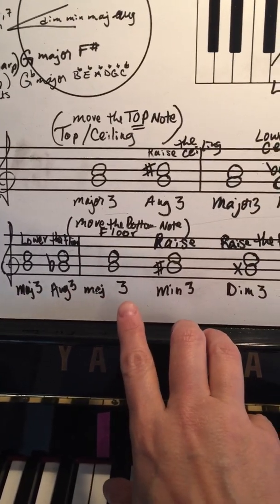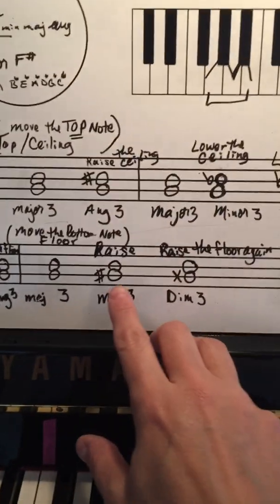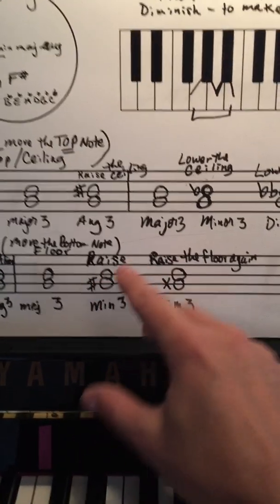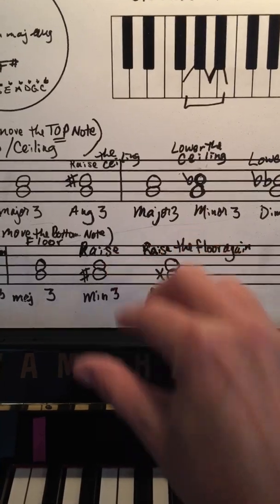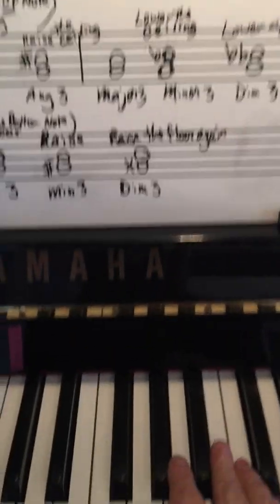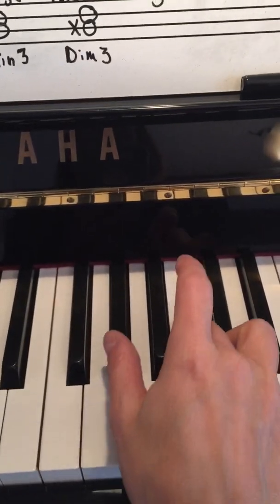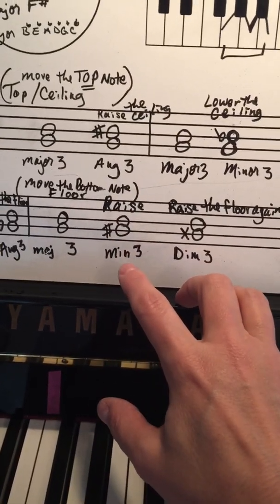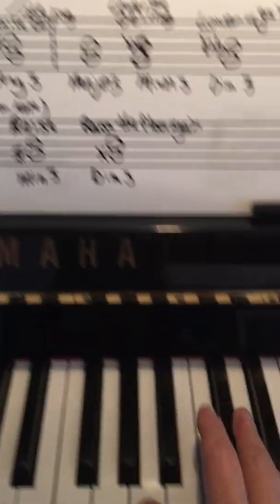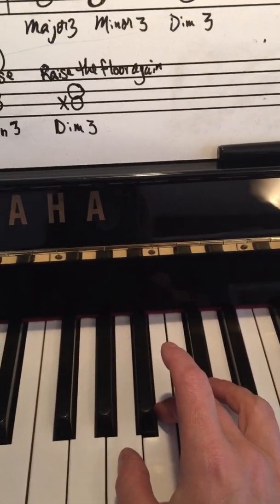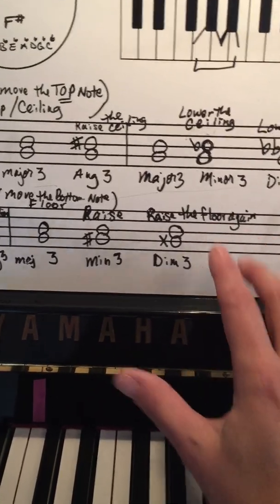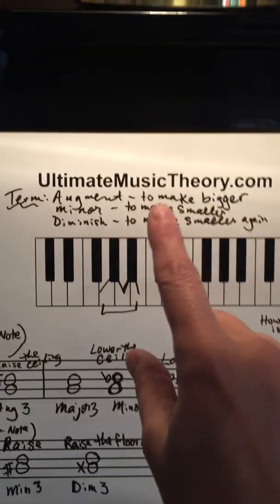I'm going to go back to the major third again, G and B, and now I'm going to raise the floor. I'm raising the floor, so I'm going to make this interval smaller. I'm going to squish it together and bring the floor up. Here it is again, G and B, and I'm going to raise the bottom note to a G sharp, and that'll become a minor third. I can even raise that G sharp to a G double sharp and make this a diminished third by making it smaller. What was diminished again? To make smaller again.